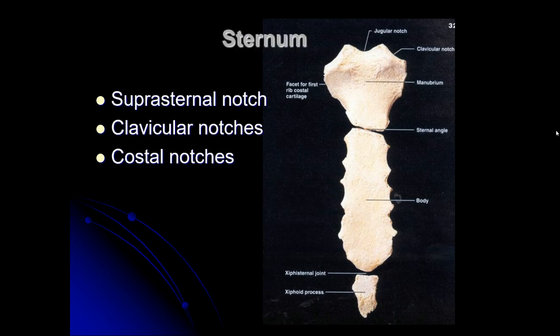We also have notches on the sternum because things attach here. There's a notch right in the very center called the suprasternal notch. It's up at the top. It used to be called the jugular notch, and that's what it is in this picture. But that's an old name, and it's not used much anymore. Right next to that are the clavicular notches, and that's where the clavicles attach. And then running down all the sides, all the way down the body, are costal notches, where the ribs attach.